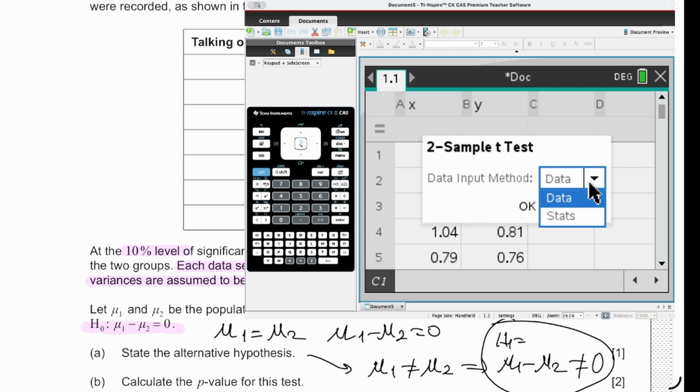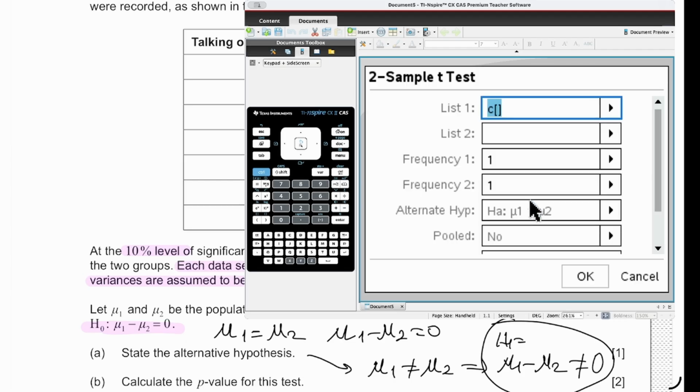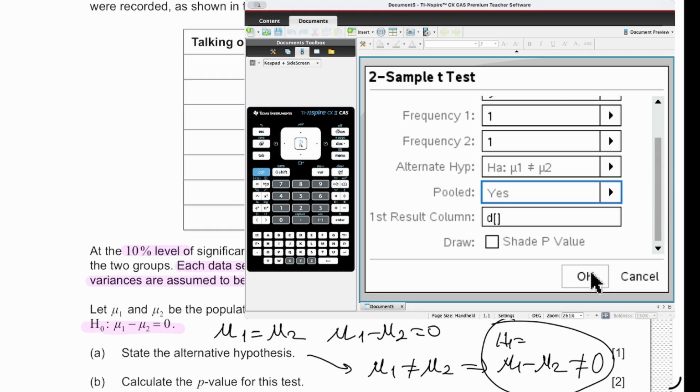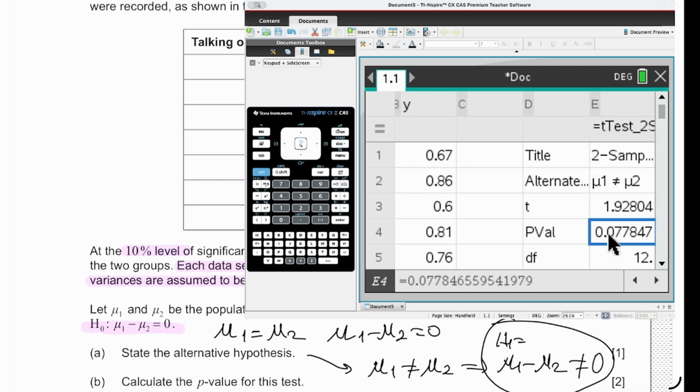If you don't have data, if you are given the mean and standard deviation of two groups, you need to go to statistics, right? So data, list 1 X, list 2 Y. What is the alternative hypothesis? They are not equal, right? Pooled yes, all the time in the IB standard level course. And this is our p-value, 0.0778.